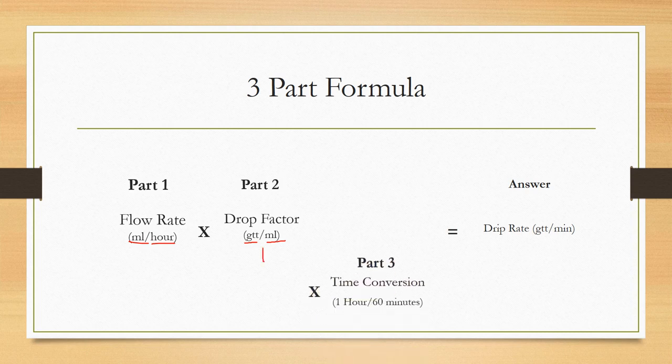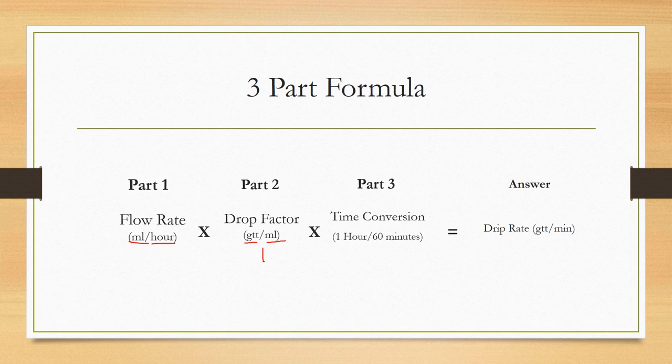You're going to take that and multiply it by part 3, which is the time conversion. This is going to be one part that stays the same regardless of your drop factor and flow rate. So the time conversion, basically what it does is it cancels out units. You'll see in the next slide in the example, and it gives you the answer in the correct units, which is drips per minute. That's going to be what you want your answer to be in. That's what the drip rate is. It's how many drips per minute you're going to see going through that chamber we saw earlier in order for the flow rate to be correct.